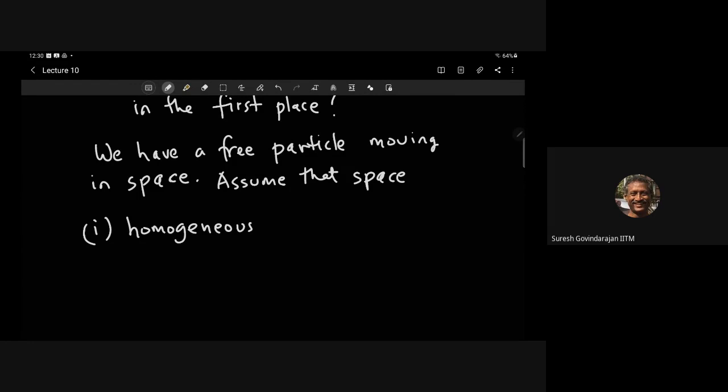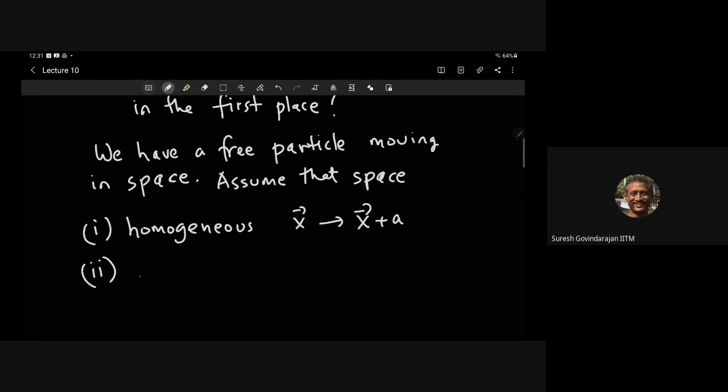In other words, it doesn't matter where your origin is in space. You can be at one point, you move to another point, etc. So this space is three dimensions for simplicity. So it doesn't matter. So the Lagrangian, let's write it like this: X goes to X plus A, shouldn't matter. That means translations in space should be a symmetry. This is a homogeneity condition.